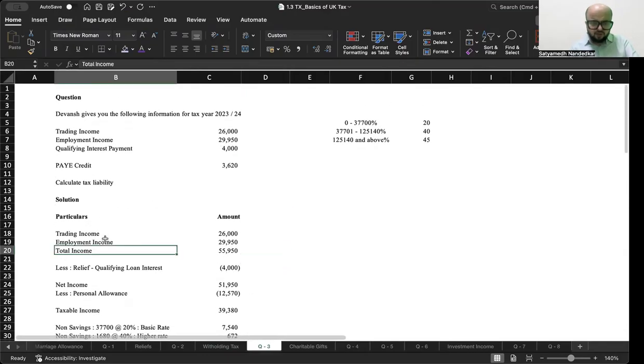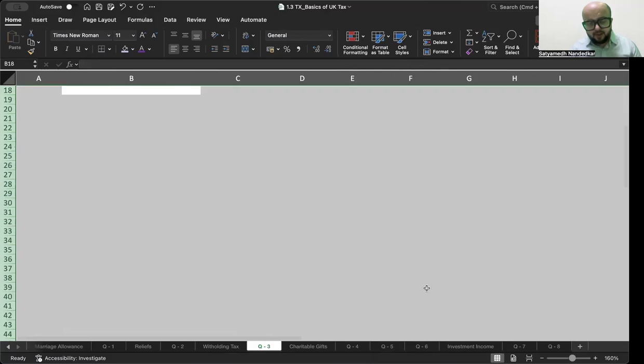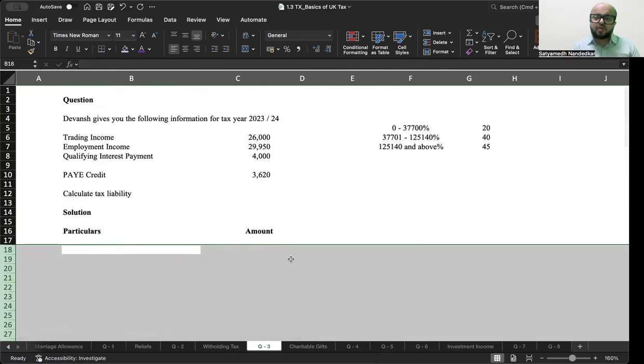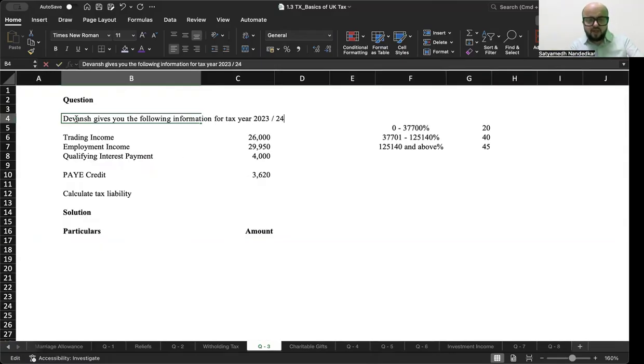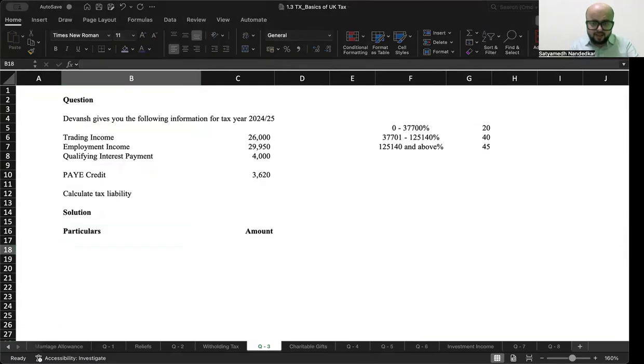Let's look at another question where they want us to calculate the tax liability. Now, in the United Kingdom, this tax deduction at source that they have done, they also call it your PAYE credit. What is PAYE? Pay as you earn. When you earn the income, your employer deducts it and deposits that with the government or HMRC. Now, Devansh gives you the following information for tax year 24-25. You have trading income, employment income, and a qualifying interest payment. They want you to calculate the tax liability.